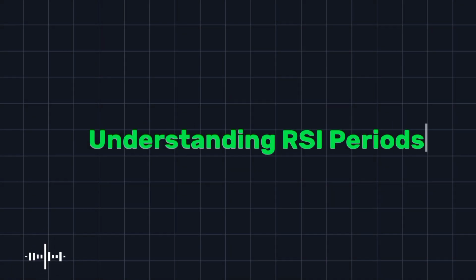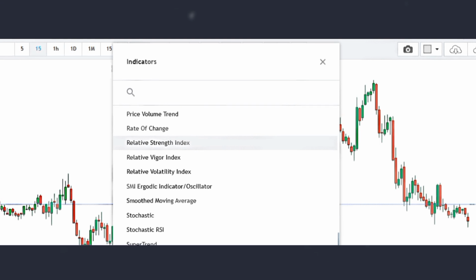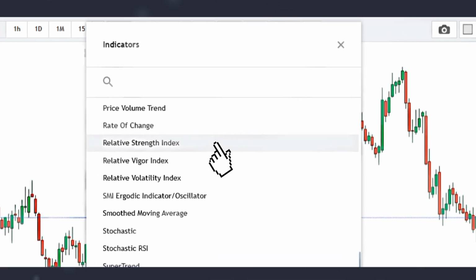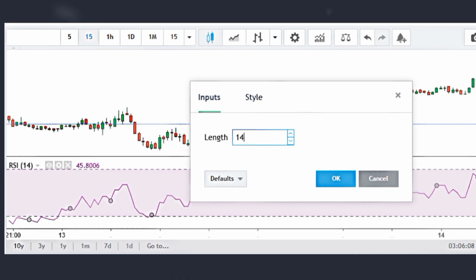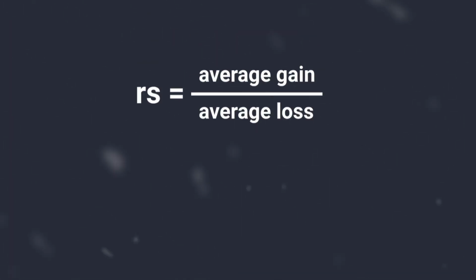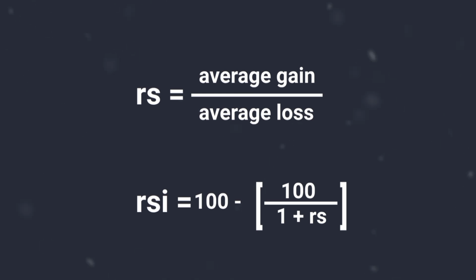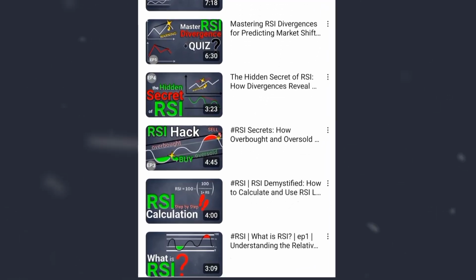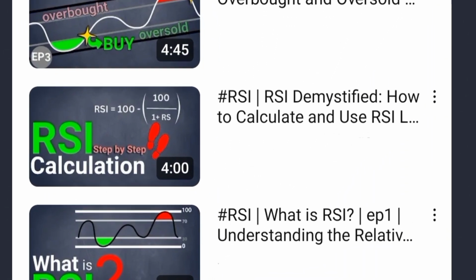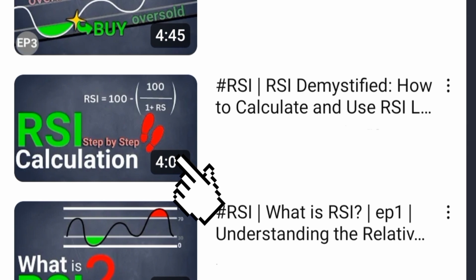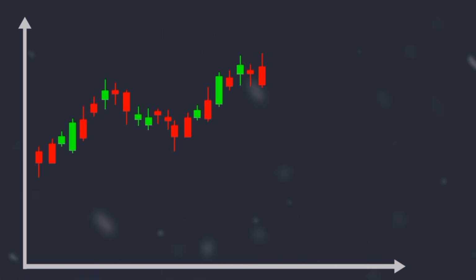Understanding RSI periods. The RSI analyzes price changes over a specific period, typically 14 days, and calculates the average gain-to-loss ratio. Then, a formula is applied to generate a value between 0 and 100. The detailed calculation of RSI is explained in a separate video, which you can view through the link above. The RSI period refers to the number of price bars the indicator considers when calculating its value.